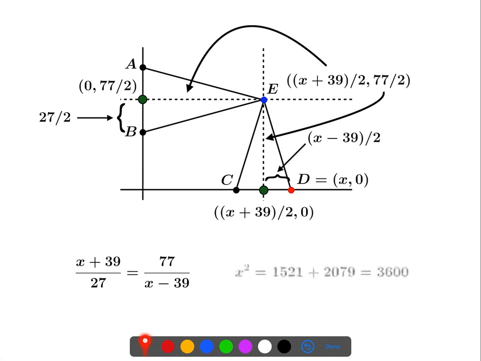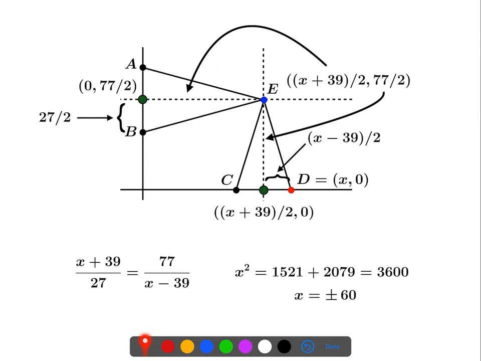So we cross multiply here. We have x squared minus 39 squared is 27 times 77. This is the 39 squared plus 27 times 77. You add these together, you just get 3,600. So that's x squared, so x has to be the square root of that, or 60, or minus 60. So x is plus or minus 60.